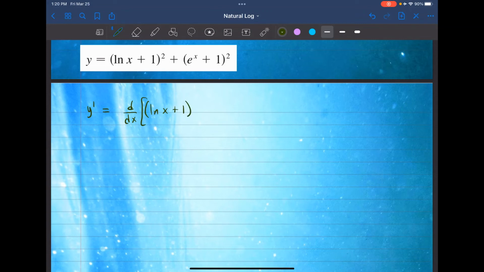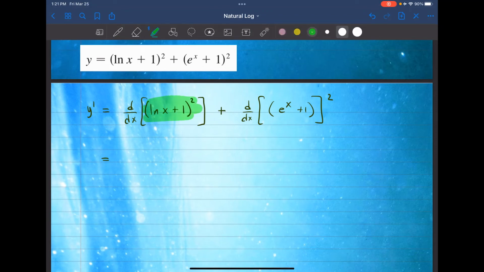Now I'm going to write it like this. And then plus the derivative of the function e to the x plus 1 squared. And this is equal to, now here you need to use chain rule. So you're differentiating the outer function, the ln of x plus 1 to the second power. So by chain rule, we're going to bring down the power, so that's 2. You keep the inside, ln of x plus 1. You subtract 1 from the power, that's 1, times the derivative of the inside.